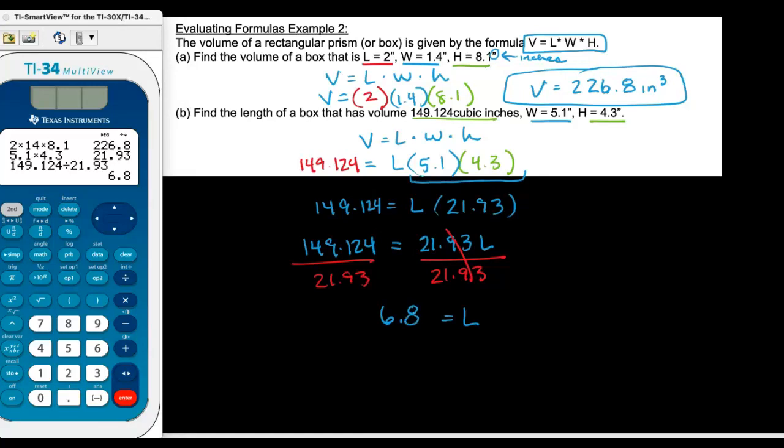Since I'm solving for L, and all of the other dimensions are in inches, we can assume that this is also inches. I also know that because our volume is in cubic inches, which means I'm missing another dimension in inches. So 6.8 inches would be the length on a box with a volume of 149.124, and the width and height that are listed.